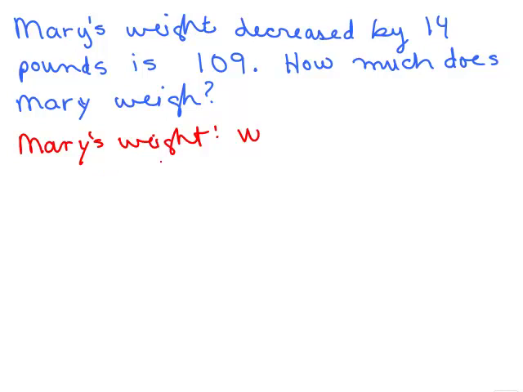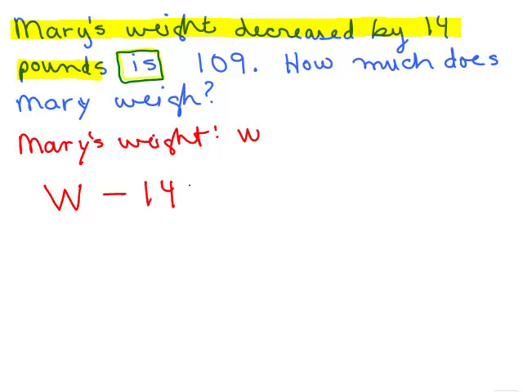So we're going to say, and also keep in mind the "is" right here is the equal sign, right? That's going to be our equal sign. So we've got the part before the equal sign, which is going to be Mary's weight decreased by 14 pounds. So what would that look like? Mary's weight decreased by, take away 14, and then we've got the equal sign for the "is", and on the other side it's just 109. So there's our equation. All right, pretty easy to solve.